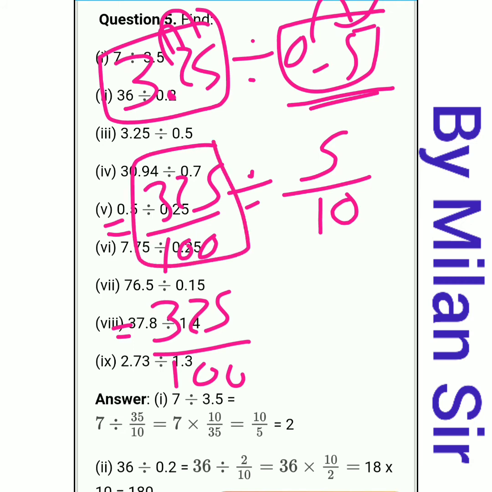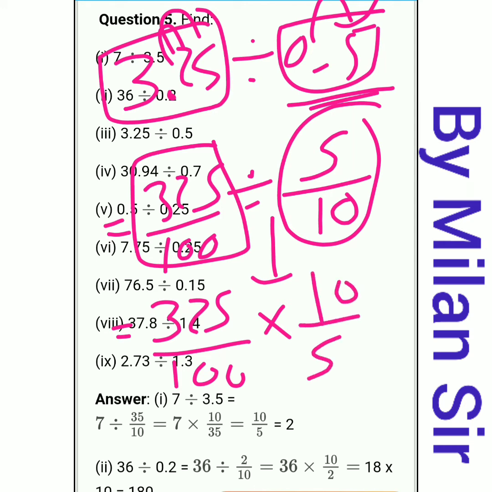Then we can convert this division into multiplication. We need to take the reciprocal of 5 by 10. The reciprocal of 5 by 10 is 10 by 5, right? Now we can simplify this.